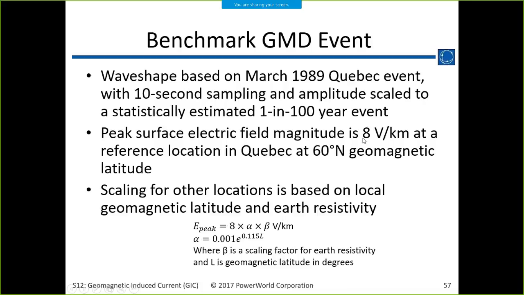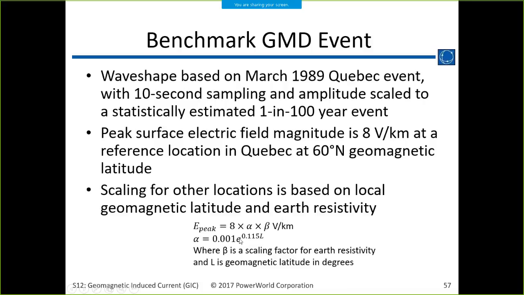And it's not uniform everywhere. It's 8 volts per kilometer at a reference location, which is in Quebec at 60 degrees north geomagnetic latitude, and also with the Earth conductivity in the Quebec region, which is a highly resistive region. So to scale the field for any location in the US or Canada, you apply the 8 volt per kilometer peak times 2 factors, an alpha and a beta.